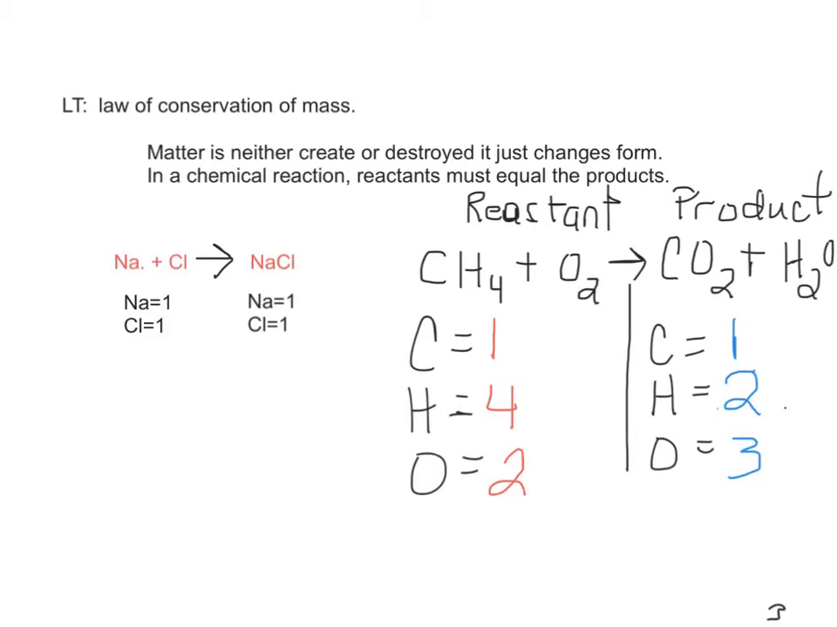On the product side, we also have 1 carbon, but for the hydrogens, there are only 2 hydrogens. And for the oxygens, there's 2 here and 1 over here, so when we combine those, we get 3. You can see that the hydrogens do not balance and the oxygens do not balance. Therefore, this reaction is incorrect and does not follow the law of conservation of mass.